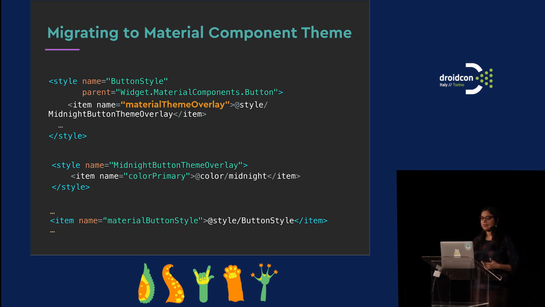So let's take a look. The materialThemeOverlay is an attribute that you can set in a style, and you can set it to a good old theme overlay. Here, I'm just overriding the colorPrimary to be this midnight color, so something that's not originally my colorPrimary. And then I can use, again, the materialButtonStyle default style attribute to set this throughout my app. So now you can do app-wide widget-level theming, which is pretty cool.